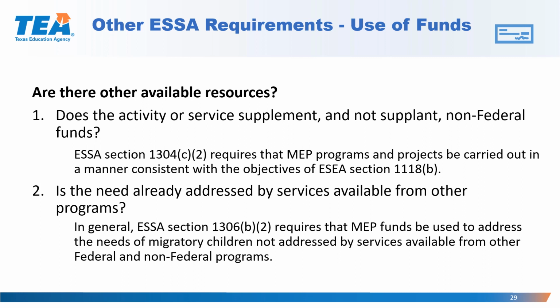Is the need already addressed by services available from other programs? In general, ESEA Section 1306B2 requires that MEP funds be used to address the needs of migratory children not addressed by services available from other federal and non-federal programs. According to Guidance A1, what is a need? It refers to the gap between a present state, what is, and a desired state, what should be. The need is neither the present nor the future, it is the gap in between them.